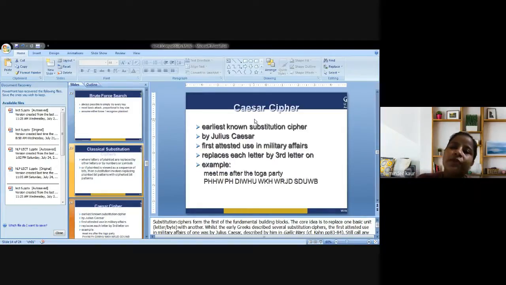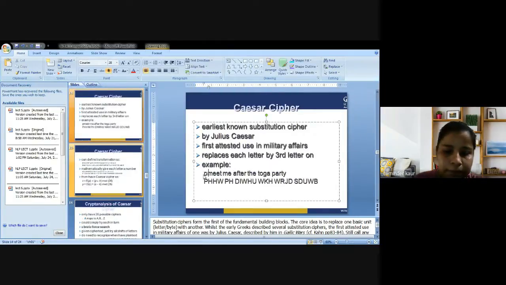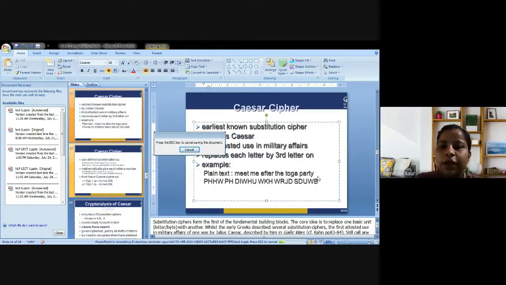Let's have a look at the example given here: "Meet me after the toga party." This is the plain text that is given to us, and we are supposed to produce the output. We will get the output by using the third letter after each plain text letter. We are supposed to use a shift key of three.